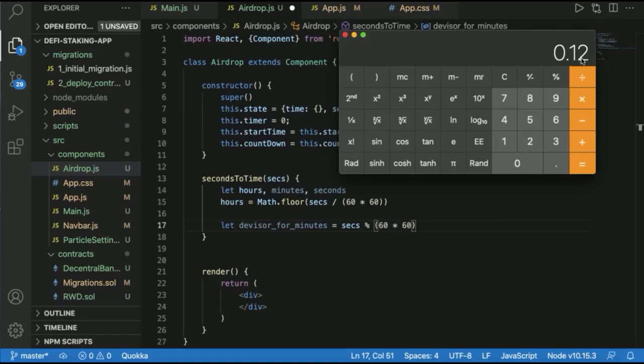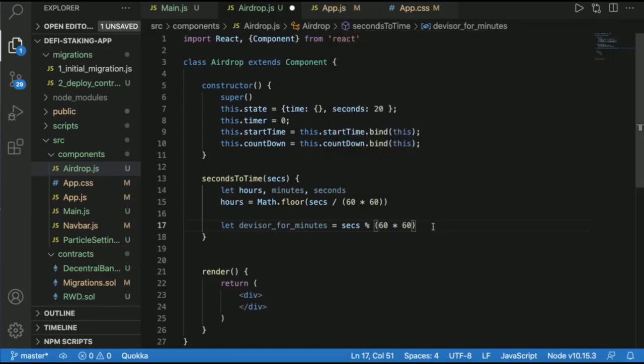Now, if that's a little bit confusing, no worries. We're going to write it out together now. So let's take a look and see this in action.